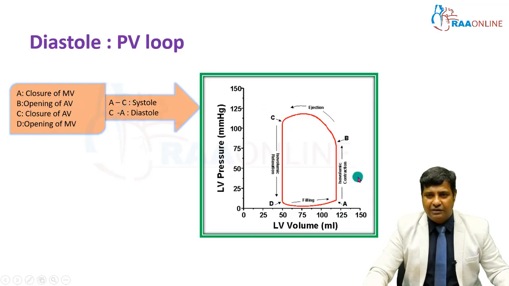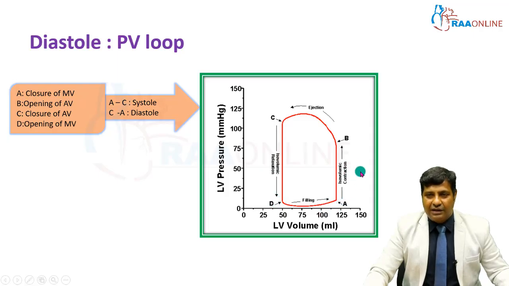Let me start with the one. The starting point is the point A, where the mitral valve is closed. So that is the end diastolic period. Once it is done, this is the period of isovolumetric contraction, where there is going to be an increase in the pressure without any change in the volume. B is the point where aortic valve opens, then ejection happens. C is the point where aortic valve is closed, then there is going to be an isovolumetric relaxation, and D is the place where mitral valve opens and filling starts again.